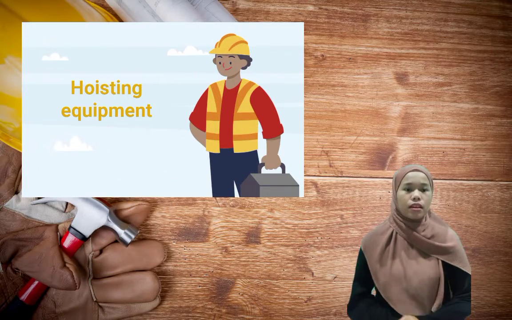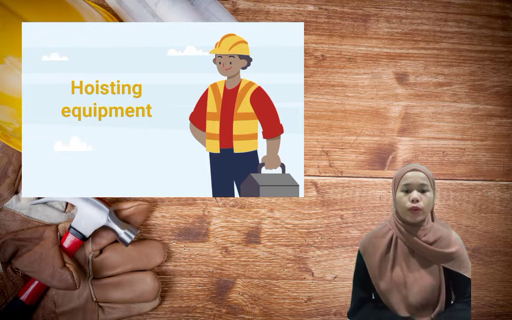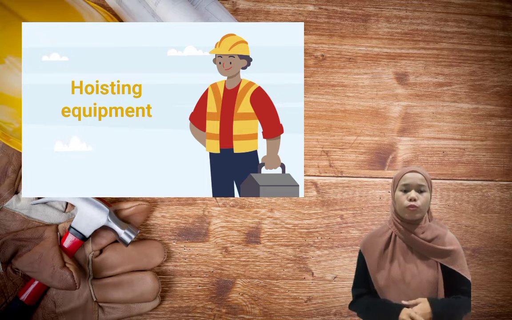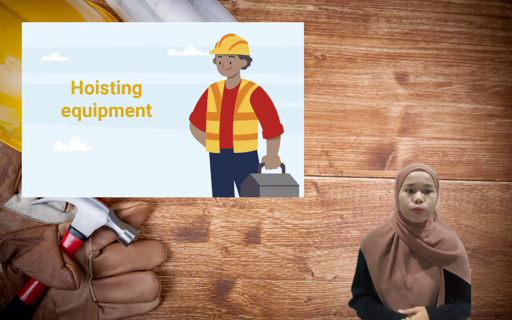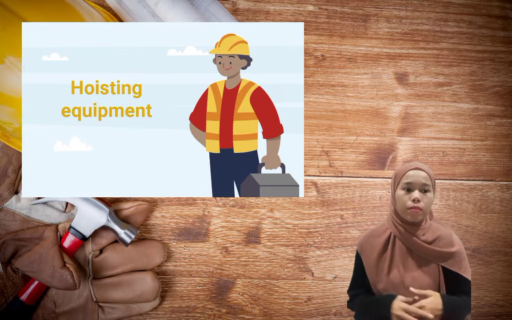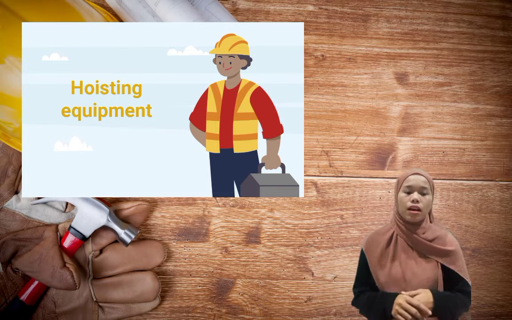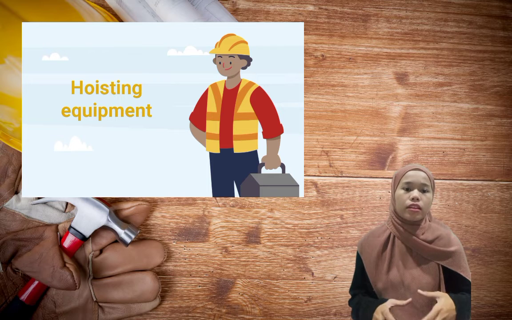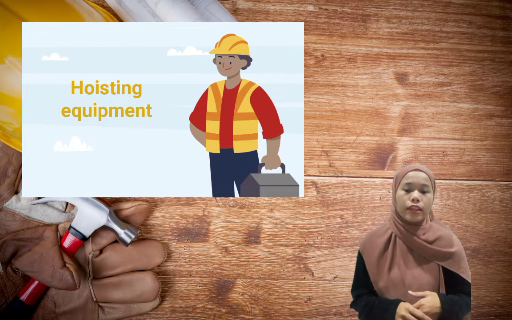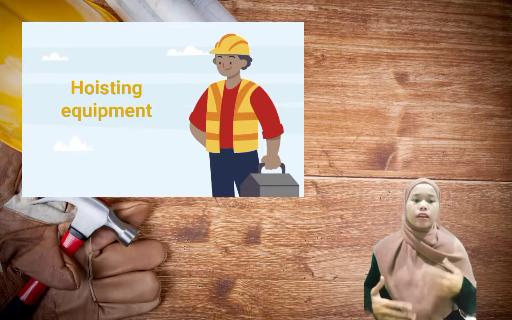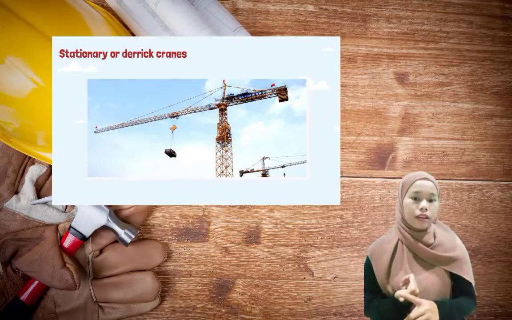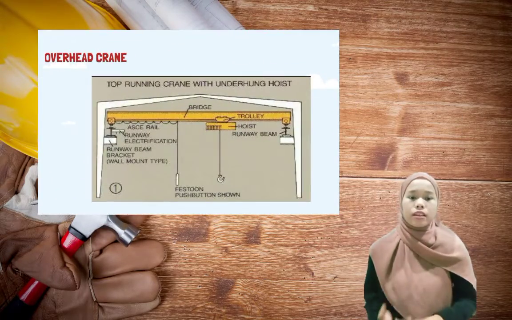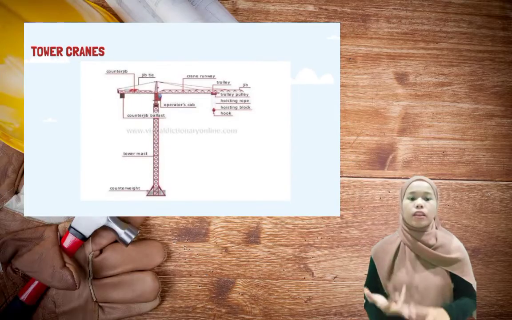Okay, next is hoisting equipment. Hoisting is lifting a weight from one location and moving it to another location at a reasonable distance. Big projects such as construction of industries, buildings, and others require hoisting equipment. Cranes are broadly classified as stiff-leg cranes, mobile cranes, overhead or gantry cranes, traveler cranes, and tower cranes.